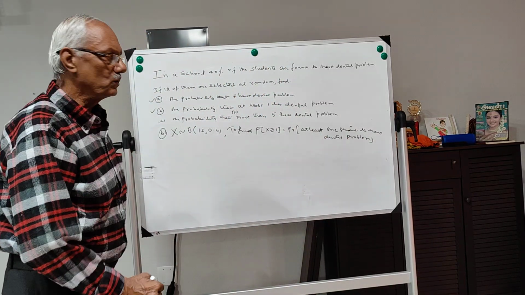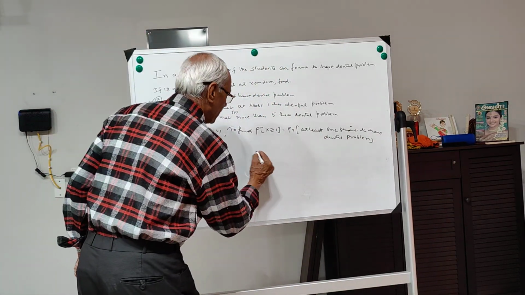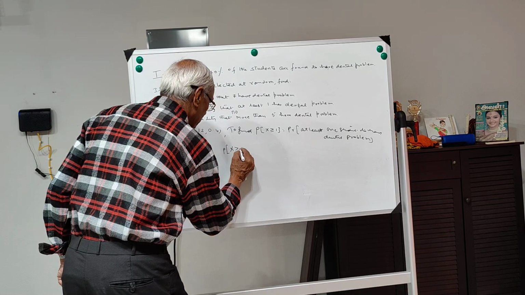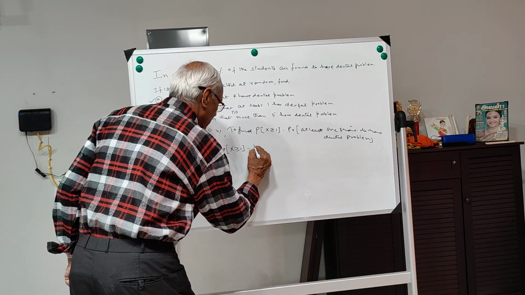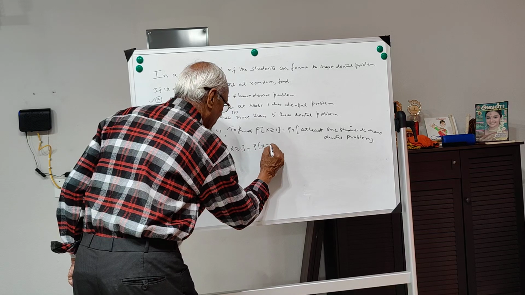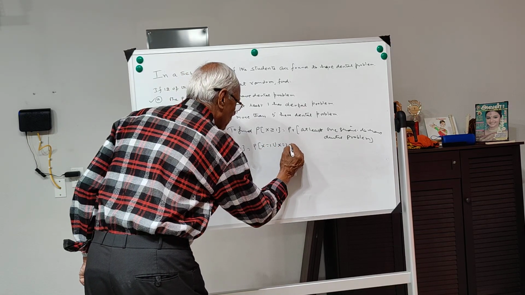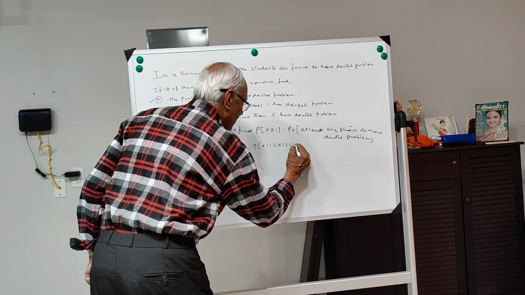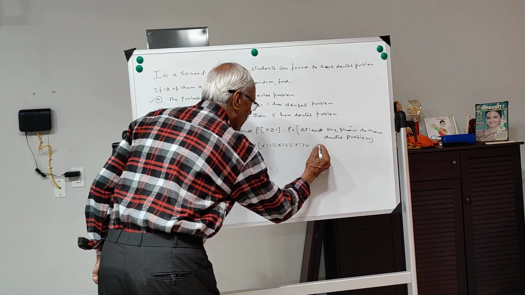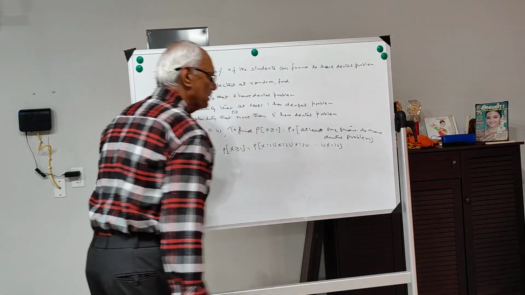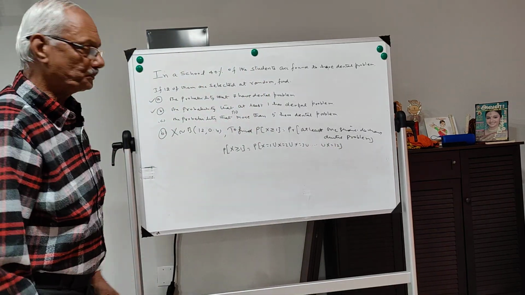So what is this? X is... what is the meaning of this? P of x greater than or equal to 1 means it is equal to P of x is equal to 1 union x is equal to 2 union x is equal to 3 union dot dot dot up to x is equal to 12. So this is the meaning of this.